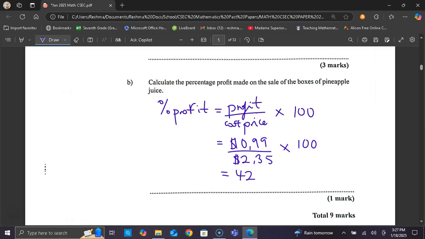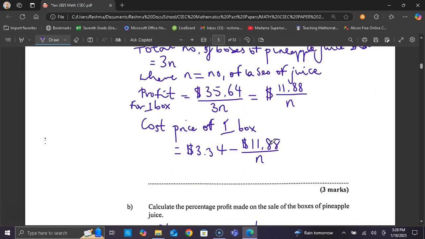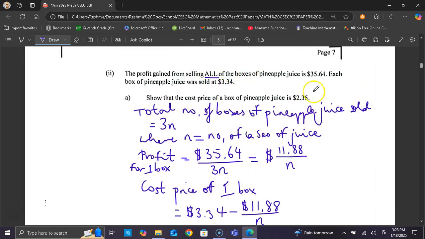Now, let's work backwards to see what the total number of cases should have been, what they should have stated in the question. So the profit should have been 99 cents per box of pineapple juice, which means that this expression, $11.88, should be equal to 99 cents. So if I divide $11.88 by 99 cents, I actually get 12 cases. So that is the information that CXC neglected to mention in this question in order for students to work this part out.